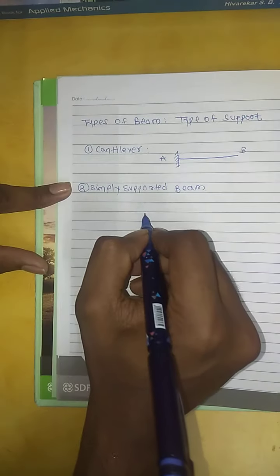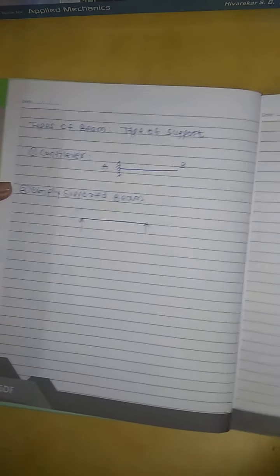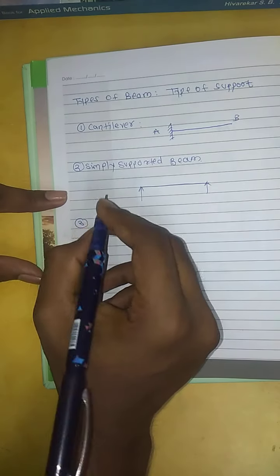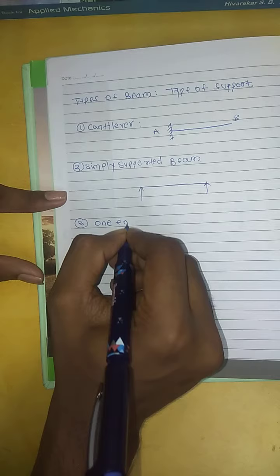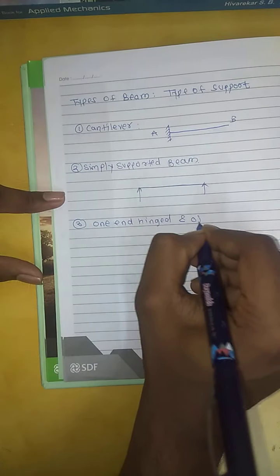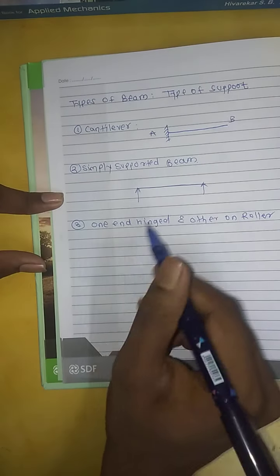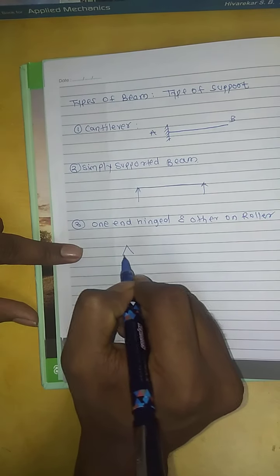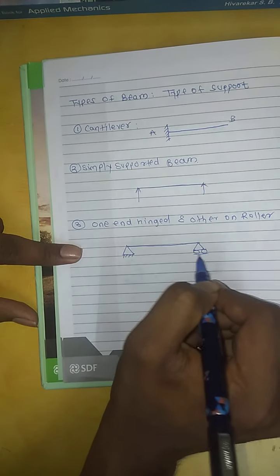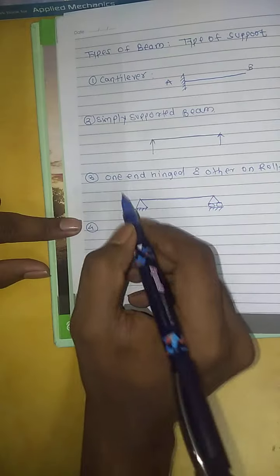Okay, a simply supported beam is shown like this. We know the sign, you just have to show it. Okay, third one is one end hinge and the other on roller. So just show this: one end is hinge and the other end is on roller. So this is again another type of beam. Then the fourth beam is overhanging.